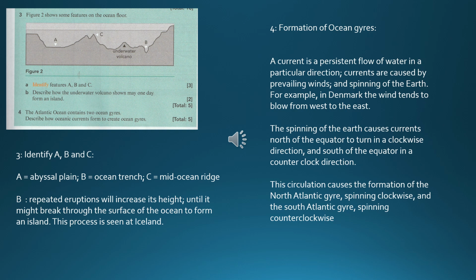And in question 4, they say the Atlantic Ocean contains 2 ocean gyres. Describe how oceanic currents form to create ocean gyres. Okay, so a current is a persistent flow of water in a particular direction, and surface currents are caused by the prevailing winds and the spinning of the Earth. For example, here in Denmark, the wind tends to blow from the west to the east. The spinning of the Earth causes currents north of the equator to turn in a clockwise direction and south of the equator to turn in a counterclockwise direction. This circulation causes the formation of the North Atlantic gyre spinning clockwise and the South Atlantic gyre spinning counterclockwise.